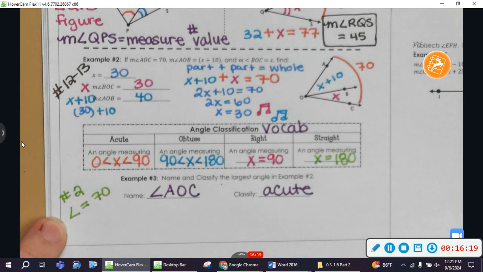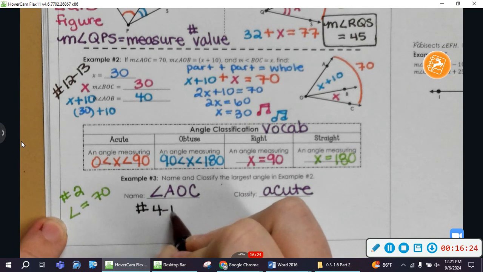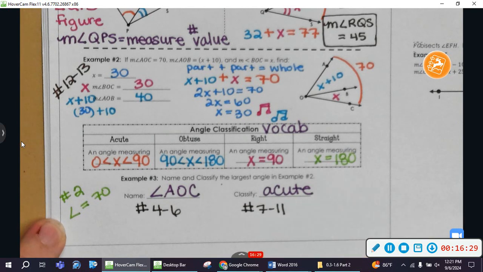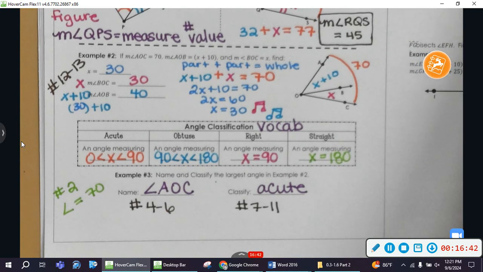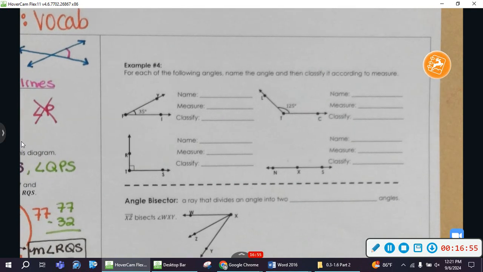Again, these are going to help you on your homework assignment. Naming it is specifically 4 through 6. Classifying it is 7 through 11. So truly 1 through 11 on your homework should be done in, I would say, less than 4 minutes. So 11 problems in 4 minutes. So then that leaves only 5 other problems for homework. So that's great. So practicing one more time over here is what is the name, what's the measurement, and what's the classification.